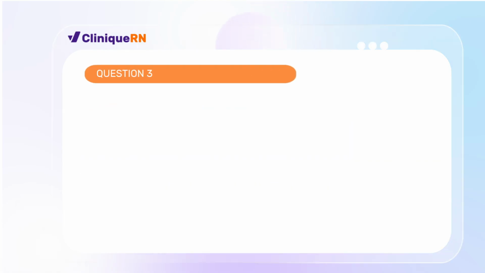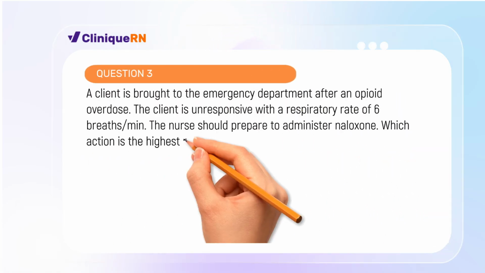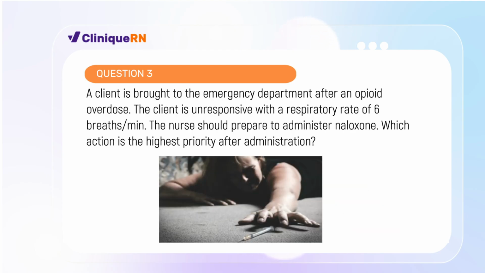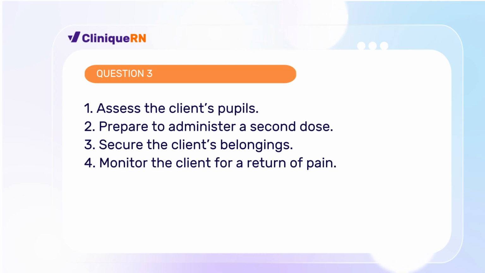Question 3. A client is brought to the emergency department after an opioid overdose. The client is unresponsive with a respiratory rate of 6 breaths per minute. The nurse should prepare to administer naloxone. Which action is the highest priority after administration? 1. Assess the client's pupils. 2. Prepare to administer a second dose. 3. Secure the client's belongings. 4. Monitor the client for a return of pain.